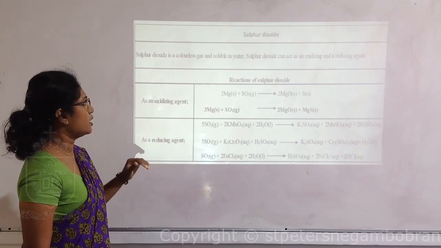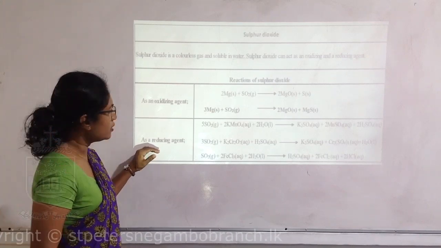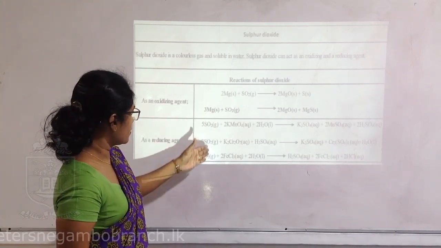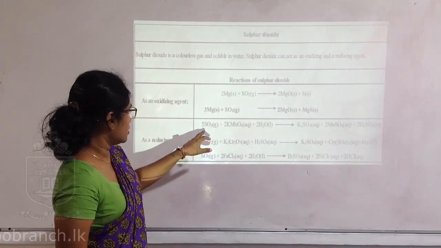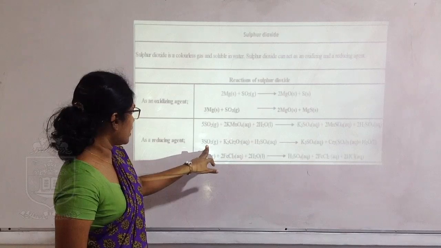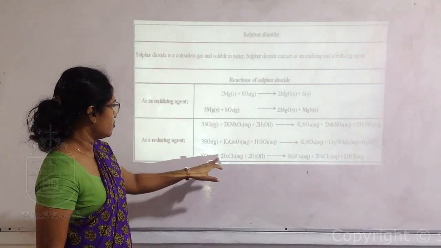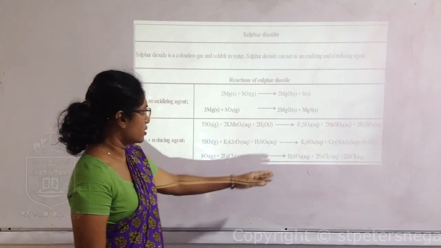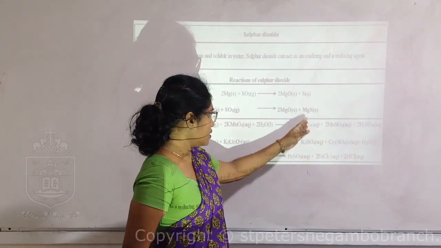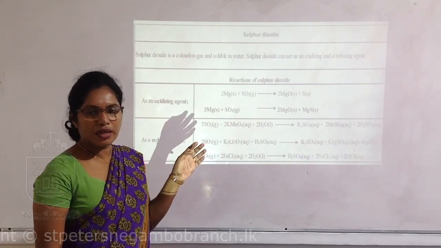as a reducing agent. When sulfur dioxide reacts as a reducing agent, we can give these three examples. Reaction with potassium permanganate, reaction with potassium dichromate and reaction with ferric chloride. These are the products that form as a reducing agent.